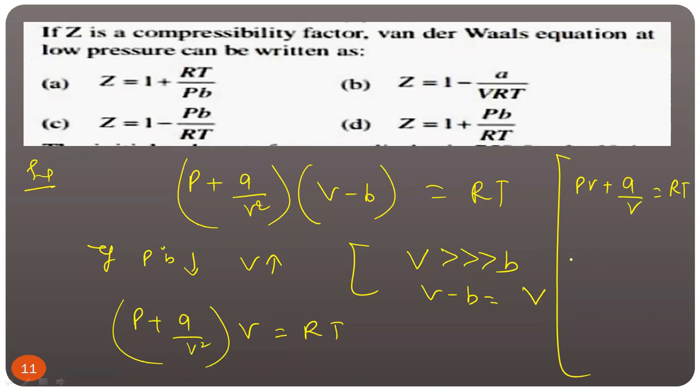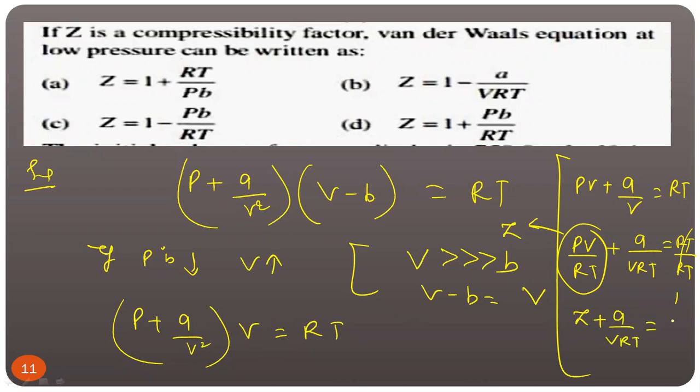Now look at this. Now divide by RT, PV by RT. Now a by VRT is equal to RT by RT, RT by RT is 1, PV by RT. We all know this is the compressibility factor. So Z plus a upon VRT is equal to 1. So what is Z? Z is equal to 1 minus a upon VRT. So what would be the answer? Z is equal to 1 minus a upon VRT. B is the correct option.